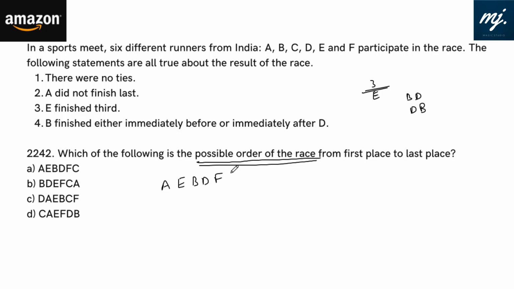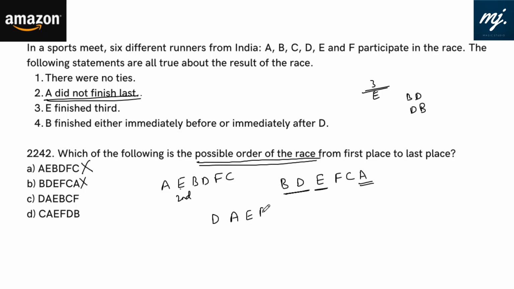A, E, B, D, F, C. E is at 2nd position. That means this cannot be the possible case. B, D, E, F, C, A. Here E is at 3rd, B and D are together, but A did not finish last. But here A is finishing last. That means this is also not a valid case.